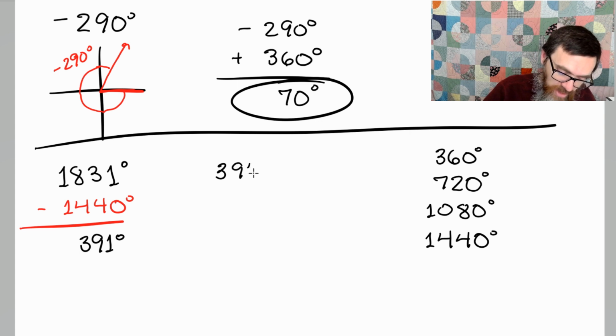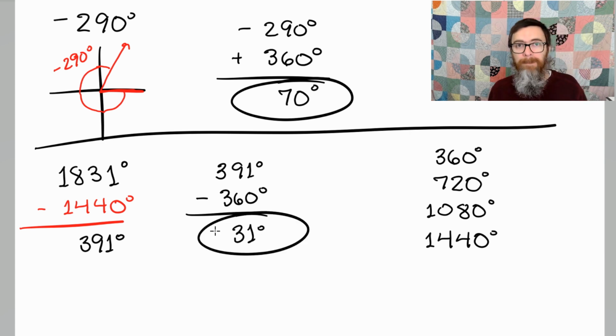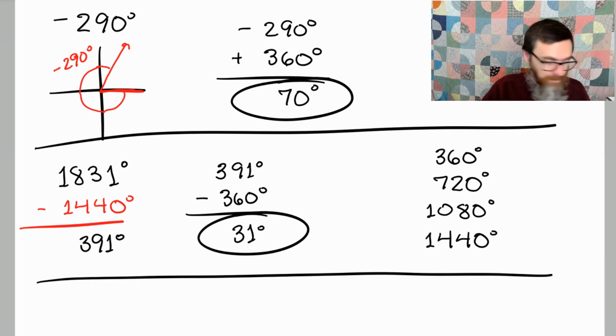So if I take 391 degrees minus 360 degrees, we end up at 31 degrees, which is where we want to be. It's in between 0 and 360. It is the angle measure of least positive measure that will be coterminal with 1,831 degrees.